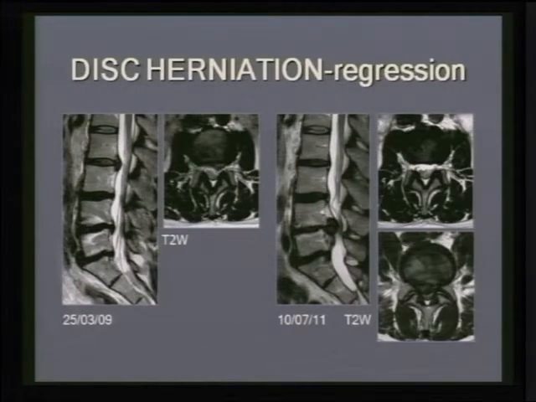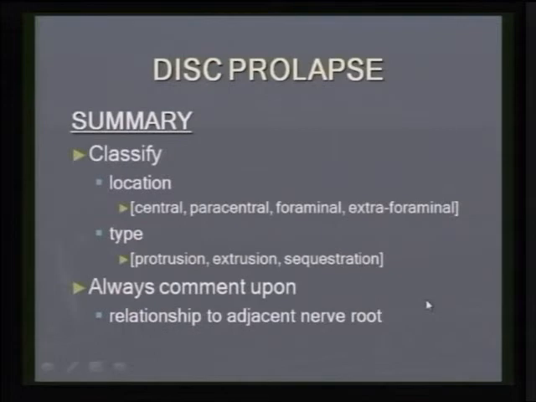This is a young lady who has very bad disc degenerative disease at multiple levels. Back in March of 2009, she has a large left paracentral L2, L3 disc prolapse, which by July 2011 has resolved completely, but now she's developed a very, very large central L4, L5 disc prolapse, whereas before she just had a disc bulge, which is resulting in an acute cauda equina compression, as we can see on the axial T2 weighted image here.